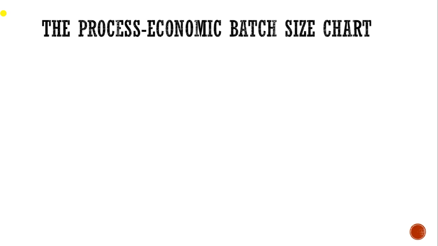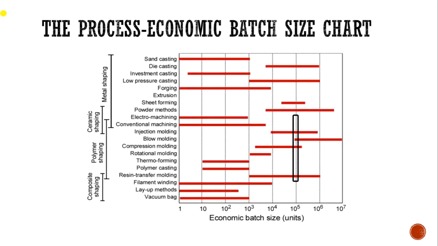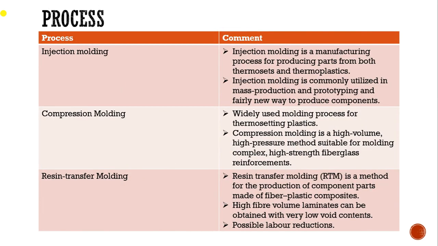Lastly, the process economic batch size chart. Based on this chart, the processes involved will be injection molding, blow molding, compression molding, and also resin transfer molding. Let's screen this using the constraints. After screening based on the constraints, we obtain 3 best processes: injection molding, compression molding, and also resin transfer molding. Let's take a look at what injection molding is.